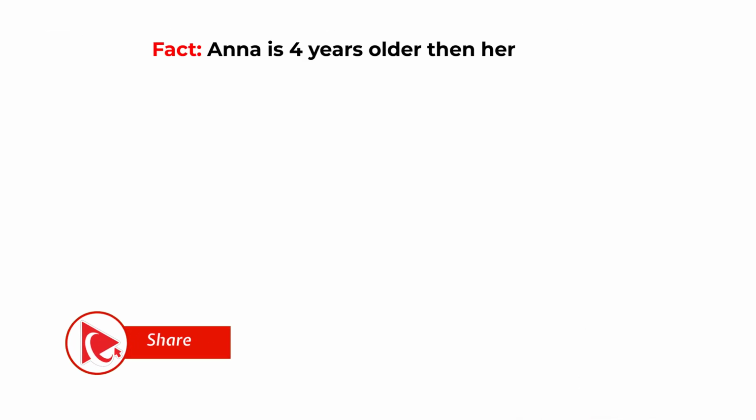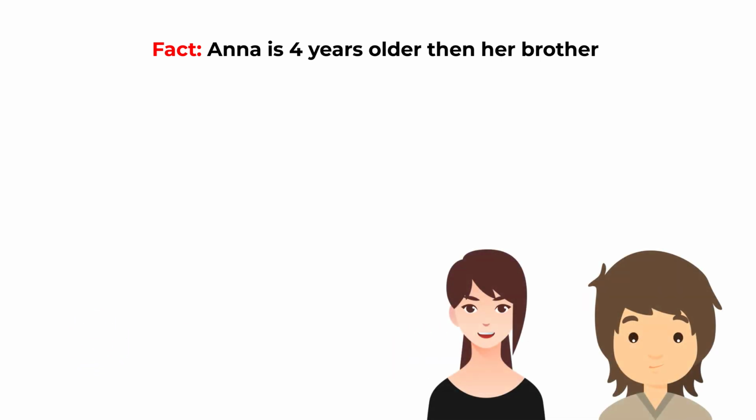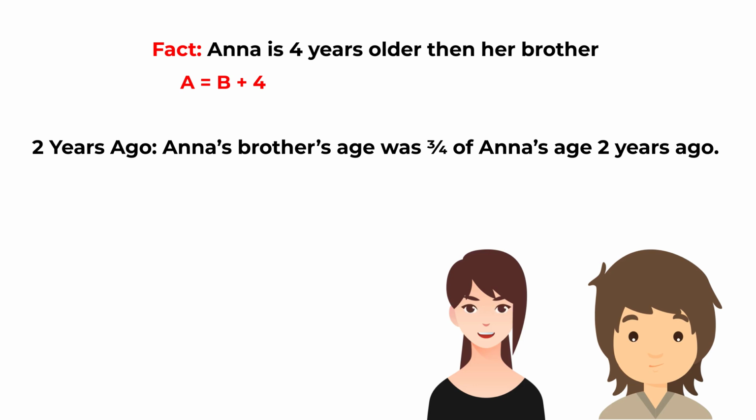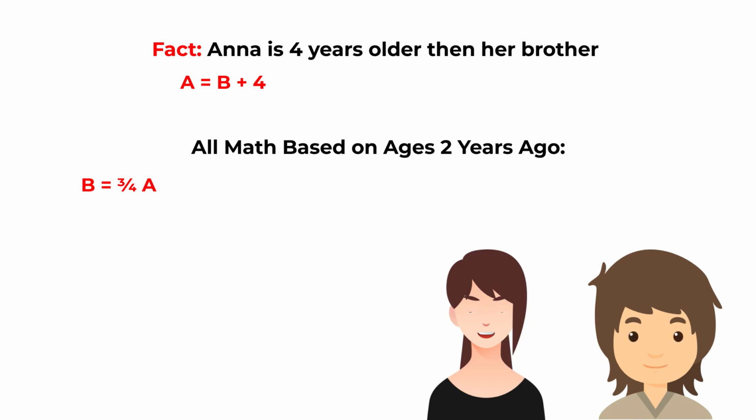In this problem, we're dealing with one fact. Anna is 4 years older than her brother, and this fact never changes. So we can build the formula: Anna's age equals her brother's age plus 4. We are also dealing with age-specific difference at the moment of time. For example, we've learned that Anna's brother's age was 3/4 of Anna's age 2 years ago. So let's do calculations for 2 years ago. Brother's age equals 3/4 of Anna's age. Now let's use factual information about the brother's age. Brother's age equals Anna's age minus 4.